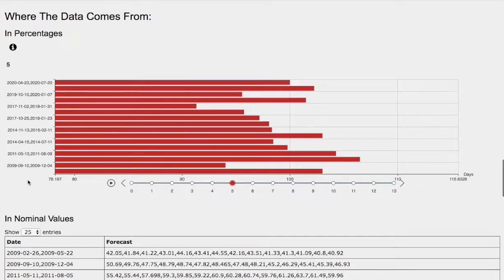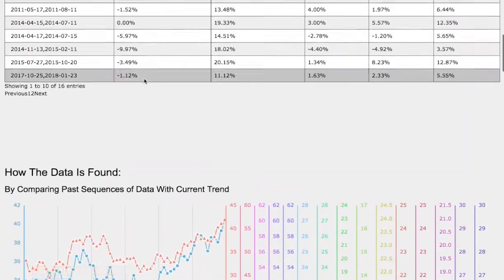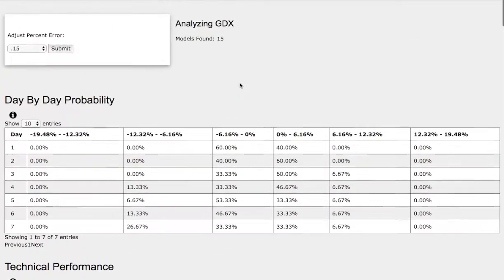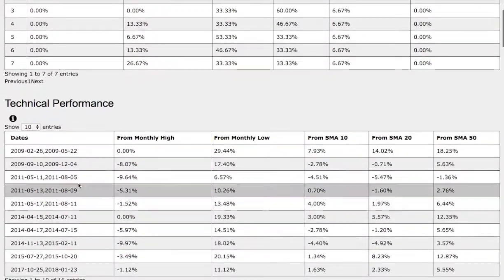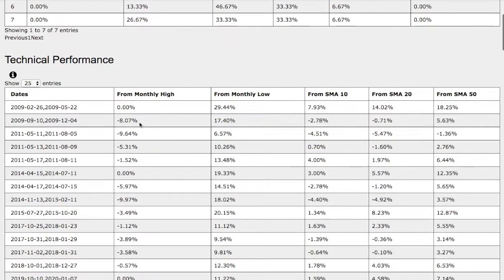So the model that we just examined was back from February 26, 2009 to May 22nd, 2009. Back then, GDX continued to climb higher, around 3%. If we head back to the day-by-day probability model, that coincides with this standard deviation of 33% chance for it to climb higher between 0 to 6%. Let's examine more closely the technical performance of each trend.